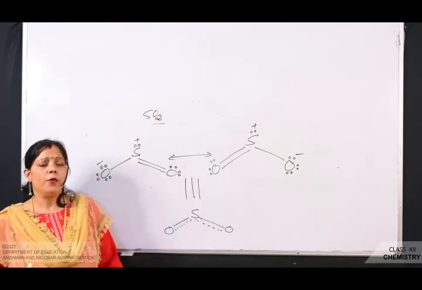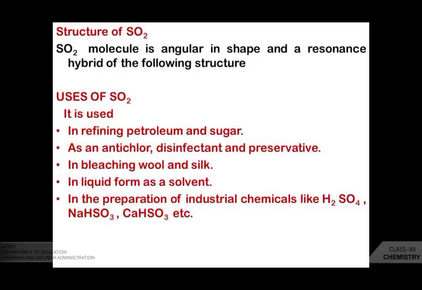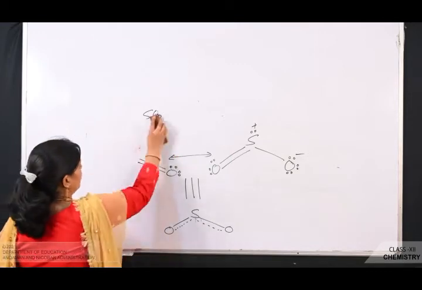So children, next is where we use sulfur dioxide. This is the slide of the uses of sulfur dioxide. You can see on the screen, it is used in refining petroleum and sugar, as an anti-chlor, disinfectant and preservative, in bleaching wool and silk, in liquid form as a solvent, and in the preparation of industrial chemicals like sulfuric acid, sodium hydrogen sulfite, calcium hydrogen sulfite. So children, these are about sulfur dioxide.